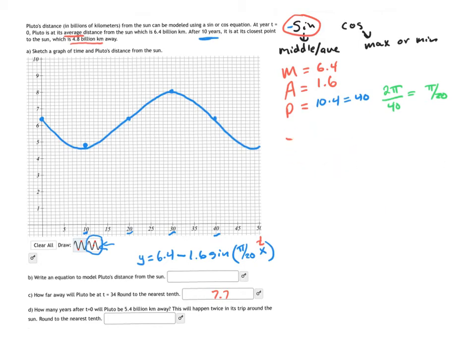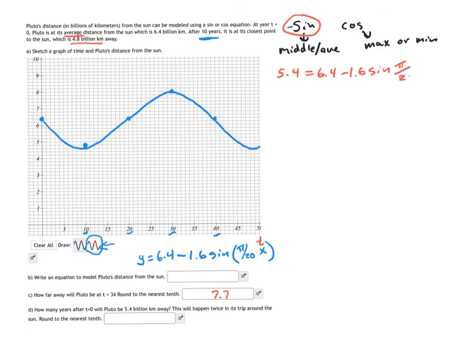So I'm just going to erase all this stuff up here. Okay, so now what I'm saying here is that I have 5.4 billion miles, and that equals my equation, which is 6.4 minus 1.6 times the sine of pi over 20, and then times x. So what I want to do here is solve for x.